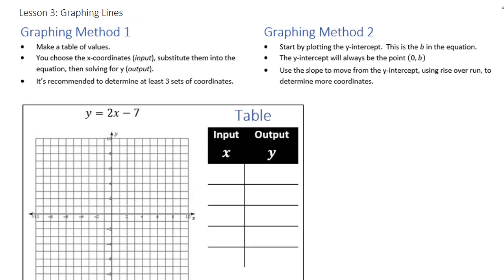The first one we've already learned, which is we make a table of values. You choose the x-coordinates, which are our inputs. We input them into the equation. We find out what the y value is, and then we graph that point. After that, I'm going to show you the second method.